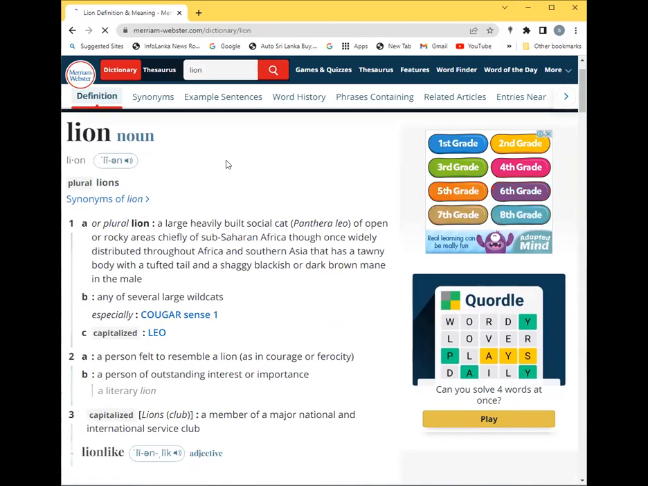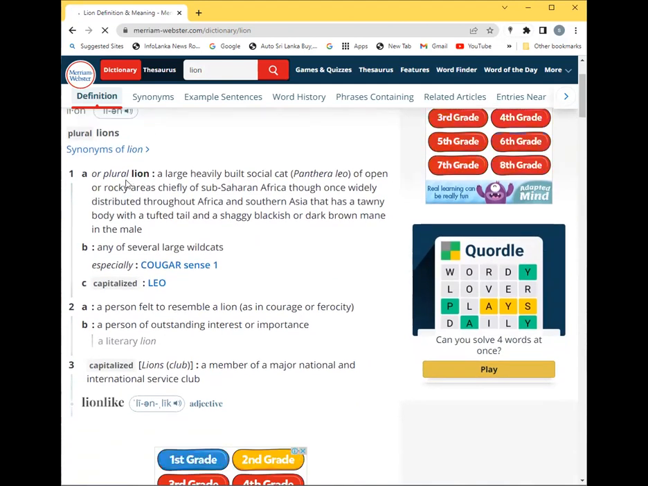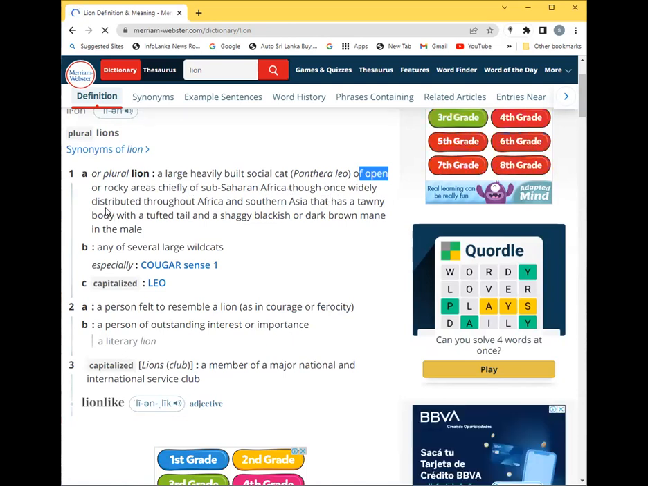Now there's the page. Lion. What is the denotative meaning? Copy it down. A large, heavily built social cat. It says, of open or rocky areas, chiefly of sub-Saharan Africa, though once widely distributed throughout Africa. We don't need this. Copy this part only: a large, heavily built social cat.